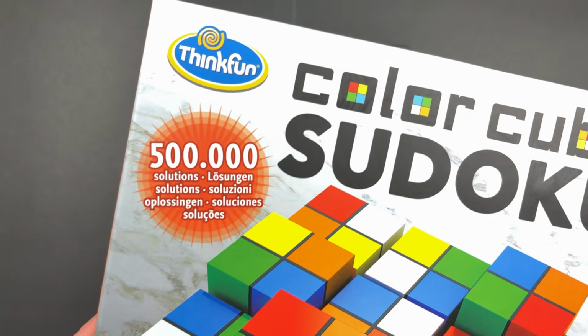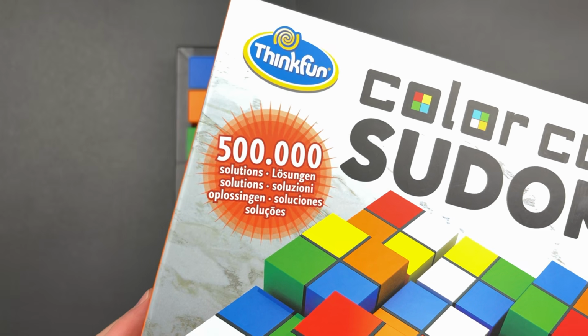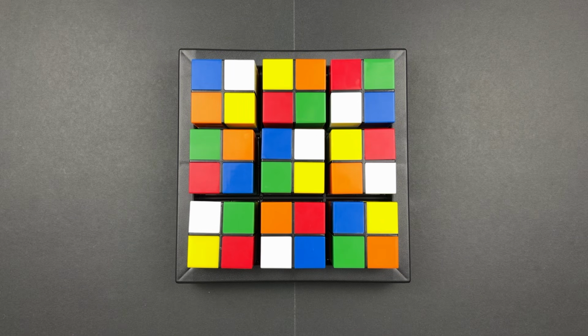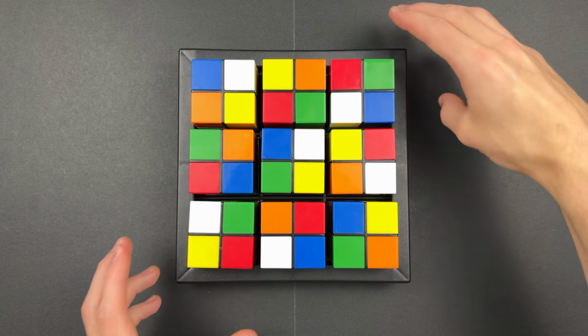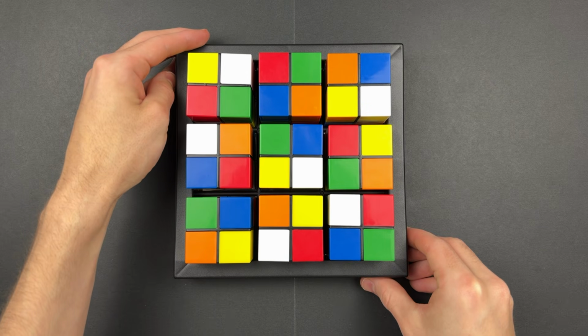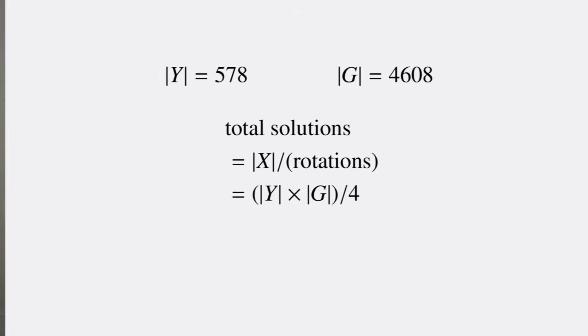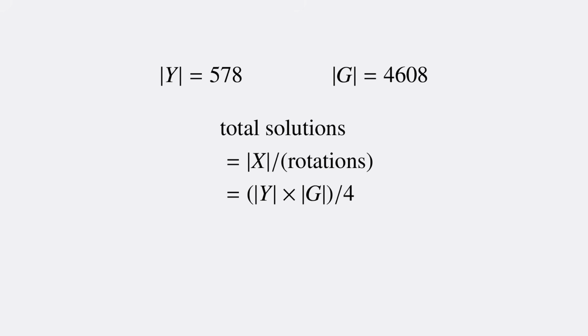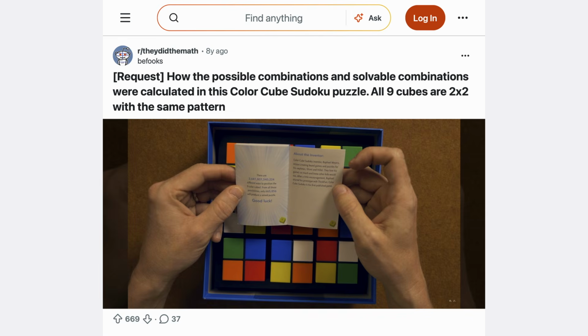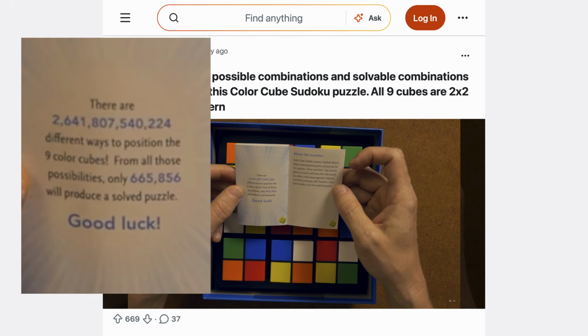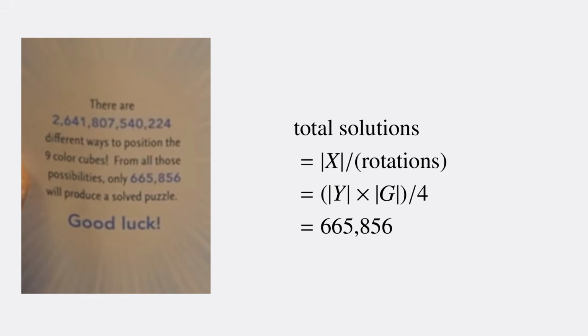Now, the packaging says that there are only 500,000 solutions, so I suspect what's going on here is that the designers consider 2 solutions to be the same if you can rotate the grid to get from one to the other. In other words, the actual solution space is the quotient of X by the action of the rotation group of the square. This cuts down the solution space by a factor of 4, giving 665,856 solutions. From searching around, I discovered an older version of the game manual which states that the number of solutions is exactly this number, which means we did the maths correctly.